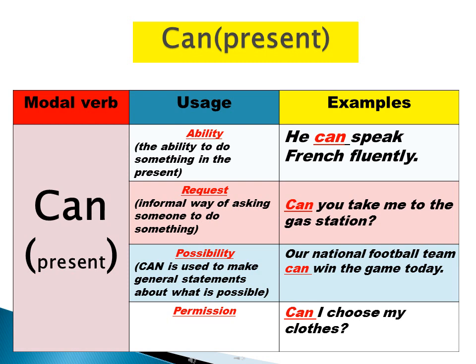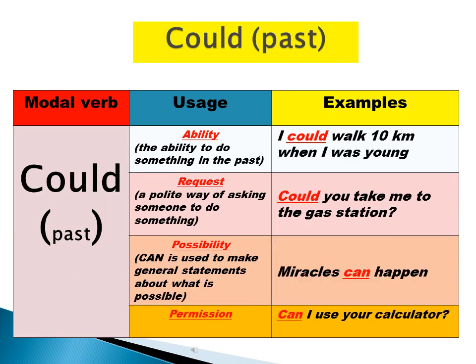Now let's see the same modal can, but this time in the past, it becomes could. Again we have usage and examples. Let's start from the example. I could walk 10 kilometers when I was young. Here it's ability, but it's not in the present, it is in the past.